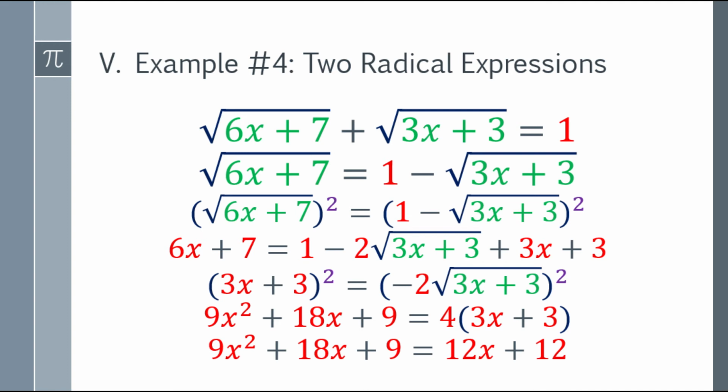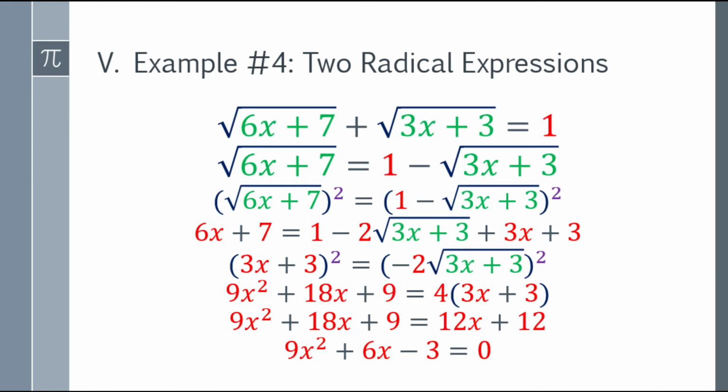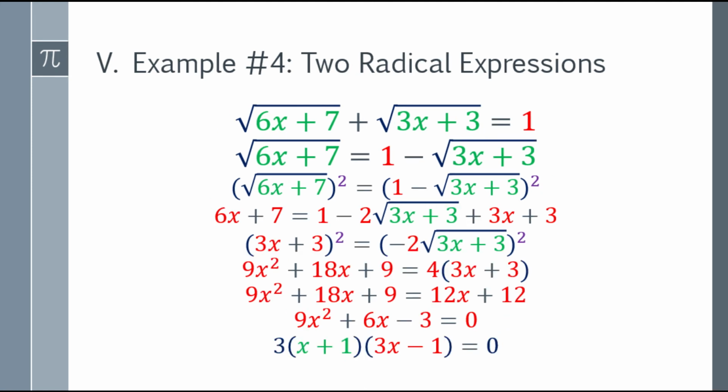Okay, after that, pwede natin i-simplify further. So that will be 9x squared plus 6x minus 3 is equal to 0. Equal natin siya sa 0 para ma-factor natin siya at malaman natin yung value ni x. So, kapag pinactor mo na to, that will be 3 times the quantity x plus 1 times the quantity 3x minus 1 is equal to 0. Ngayon, mahanap na natin yung value ni x sa ganito.